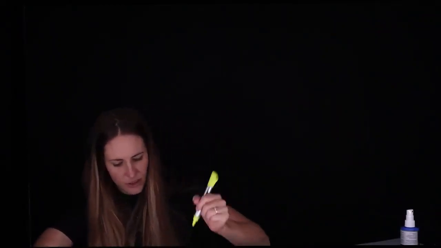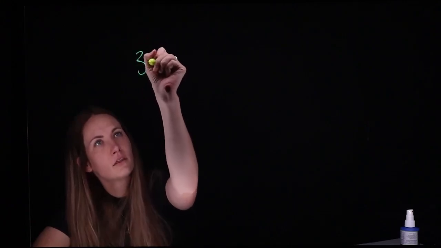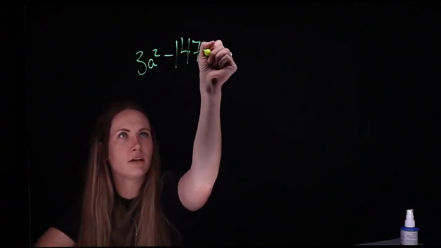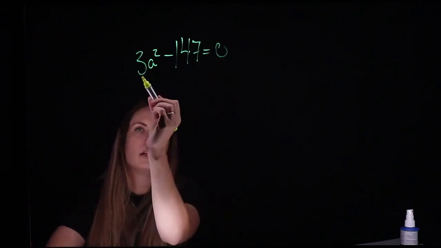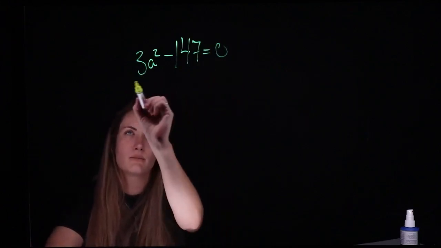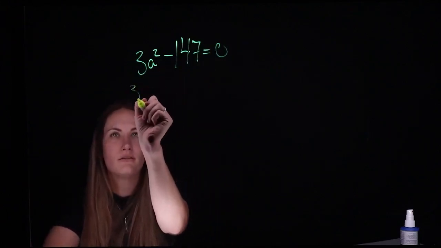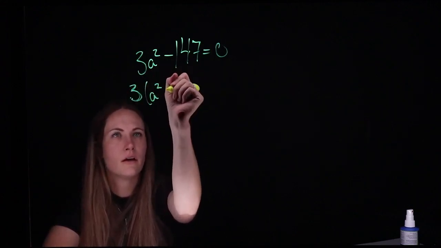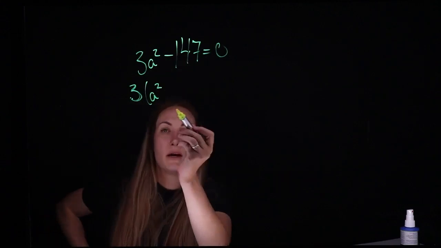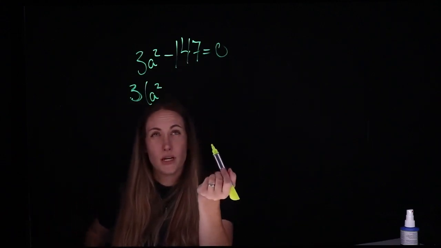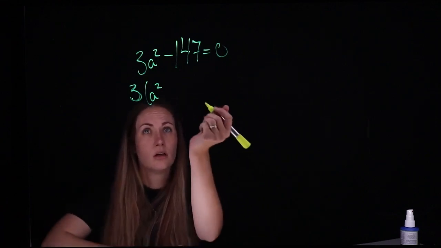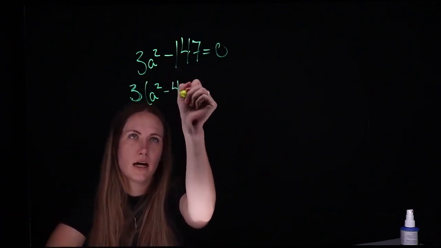Right, next one is 3a squared subtract 147 equals 0. So we have a leading coefficient that's 3. This is positive though, so on this problem I'm just going to factor out our 3. 3a squared divided by 3 is just a squared. 147 divided by 3 though is going to be 49.